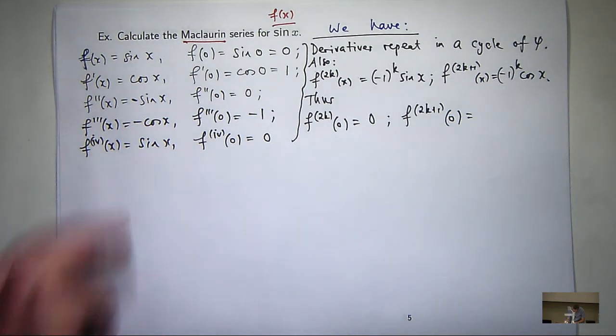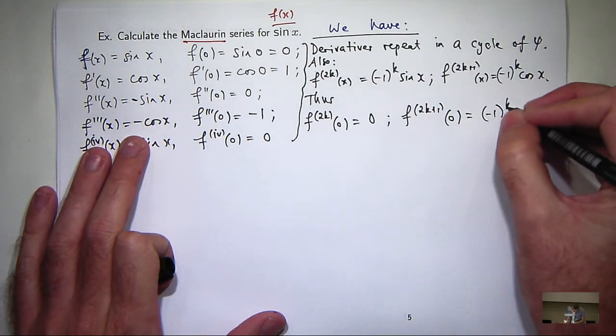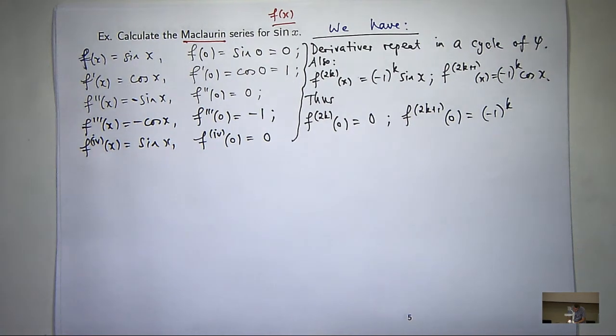Yes? No, because minus 1 to the 2k plus 1 is always going to be minus 1, because you're taking minus 1 to an odd power. Okay, so it's kind of counterintuitive, isn't it? It's a little bit counterintuitive.